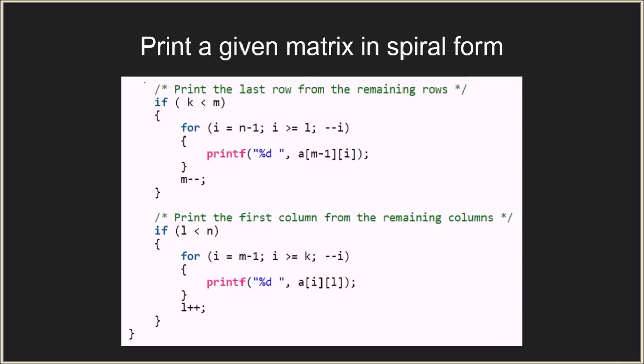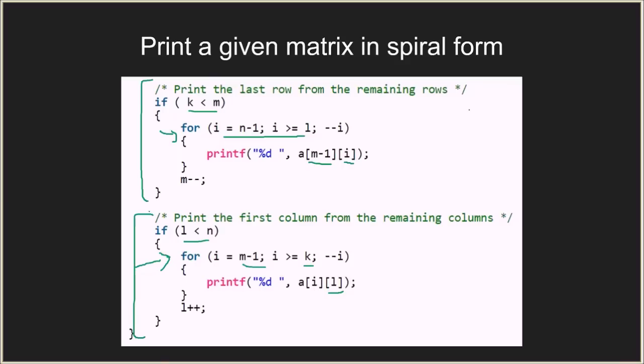Now, similarly, we have these two conditions here, where we're just checking that if k is smaller than m, then we run the for loop. Here we are checking l is smaller than n, then we run the for loop. And in both the cases, for the bottommost row, we have m minus 1 as the index. And for the leftmost column, we have l as the index, which is the constant. And the iterator i goes from n minus 1 to l minus 1, basically. And the iterator i here goes from m minus 1 to k minus 1.